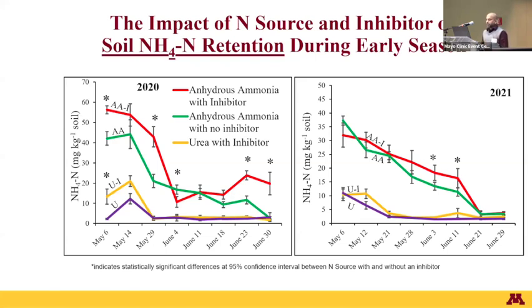But interestingly, when we average across all the sampling dates, anhydrous with or without the inhibitor retained significantly higher ammonium concentration, which was about 340% to 300% as compared to urea with and without inhibitors in 2020 and 2021 respectively. So while inhibitors showed some potential for reducing nitrogen loss, findings suggest that a more crucial role in maintaining nitrogen retention than inhibitors alone is the use of nitrogen sources. Again, this highlights the importance of choosing the right nitrogen source for effective nitrogen management.